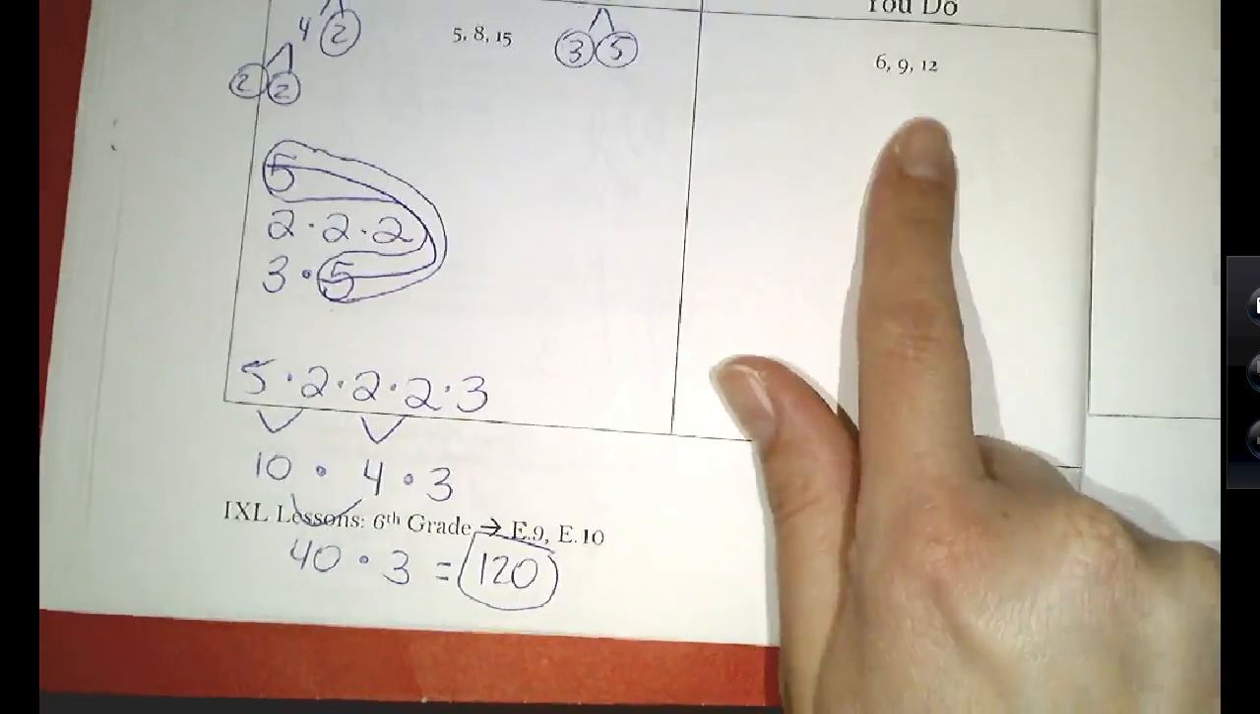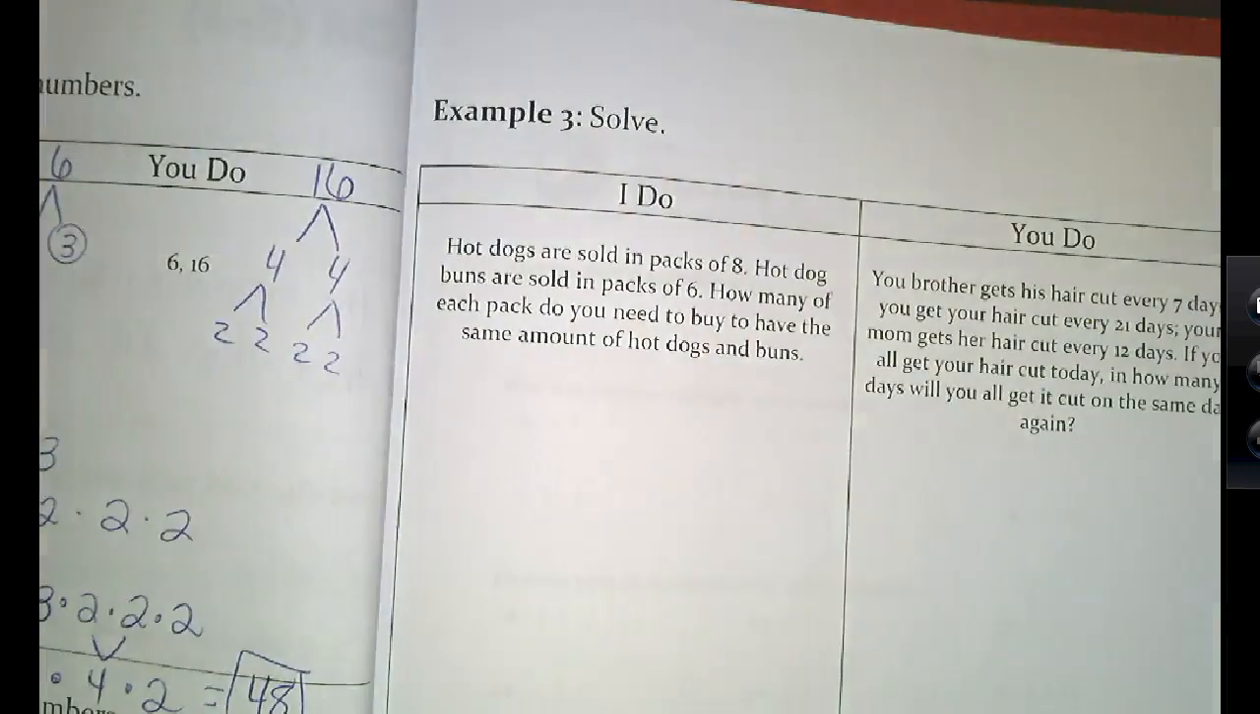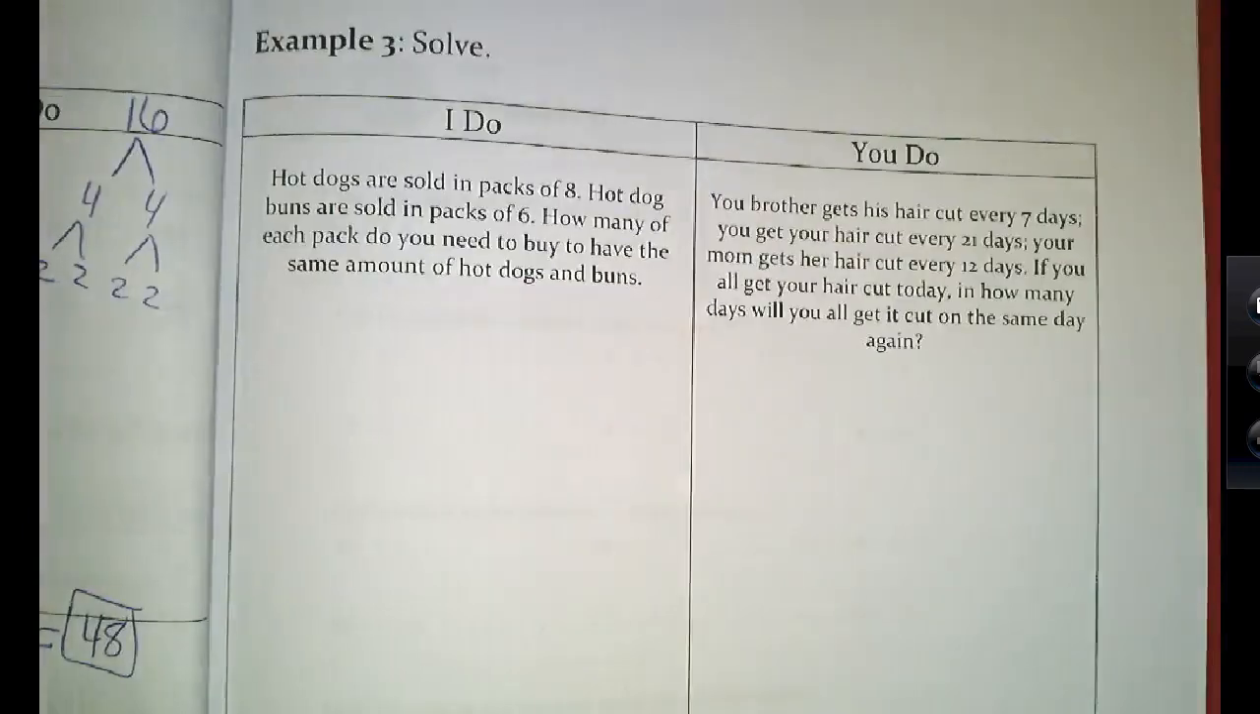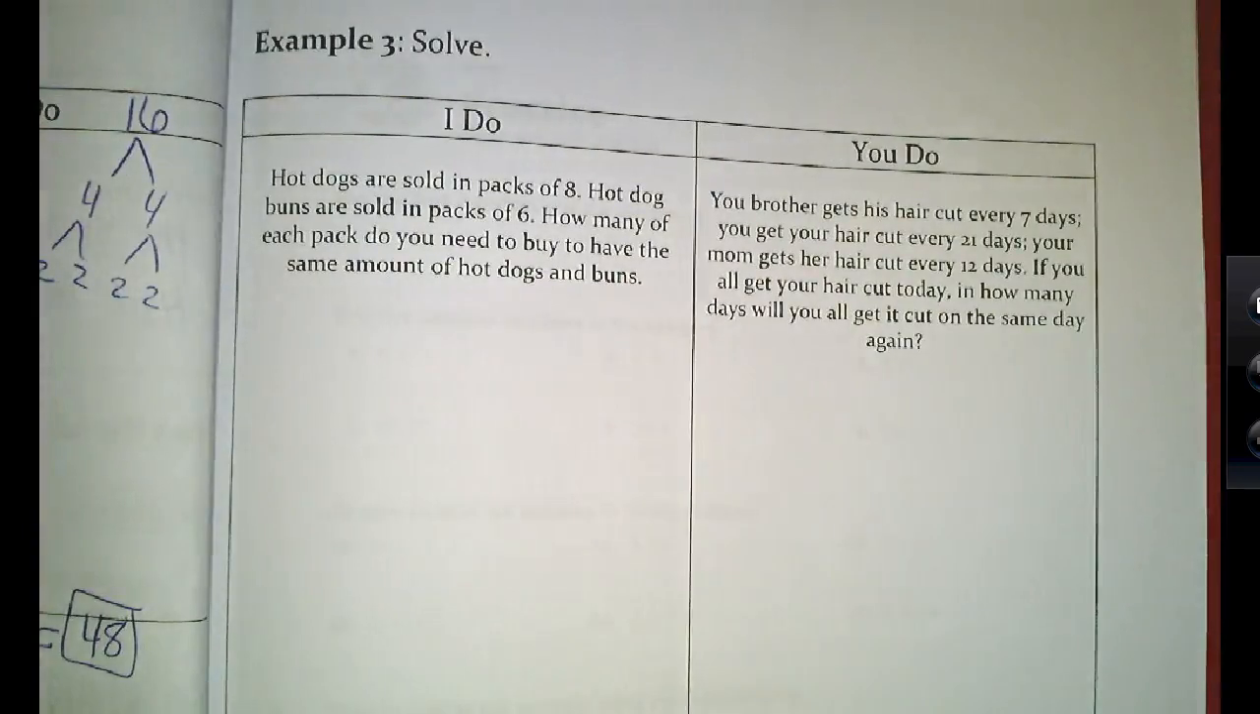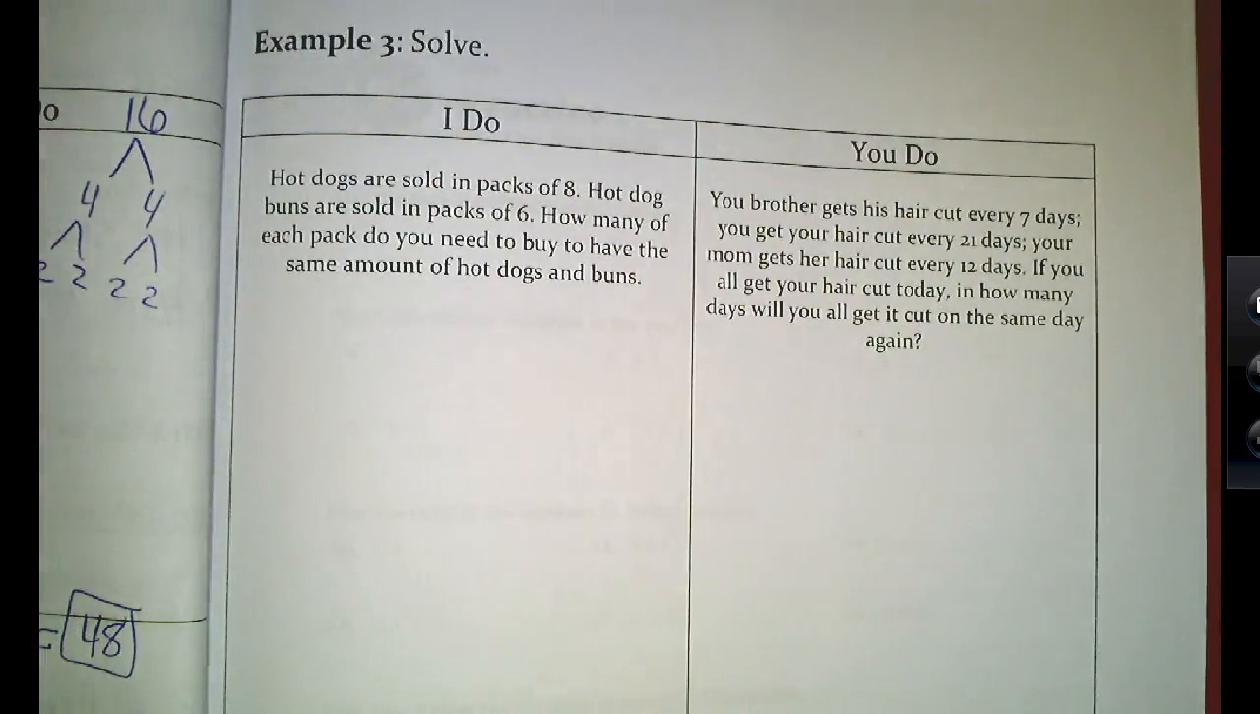All right, we're going to skip this next one for a minute because I want to make sure we get to this third example. This third example is the biggest conundrum of my life. You guys know what a conundrum is? It's super confusing and it doesn't make a whole lot of sense to me. Hot dogs are sold in packs of 8. But hot dog buns are sold in packs of 6. How does that make any sense?